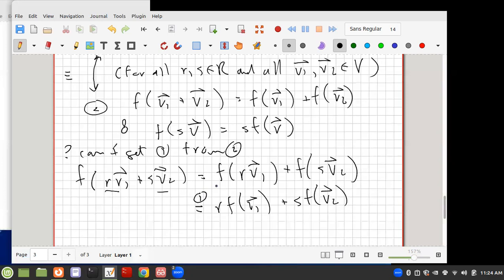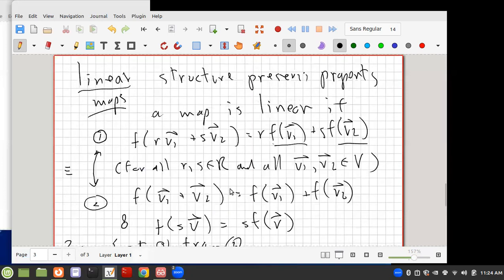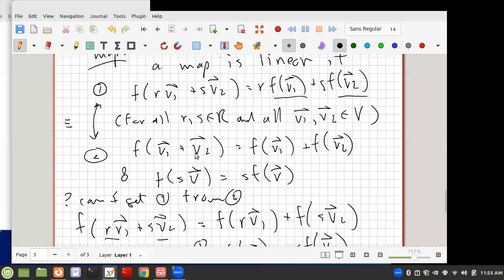This is a proof that I've got two different ways of dealing with it. If you wanted to prove that a map is linear, you can do it in one equation, but then you've got four letters: v1, v2, r, and s. Whereas here it's a little simpler because you just have v1 and v2, and you can focus on that. So if you wanted to show a map is linear, you could use either one of these.